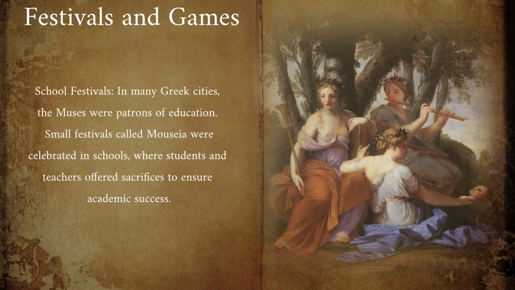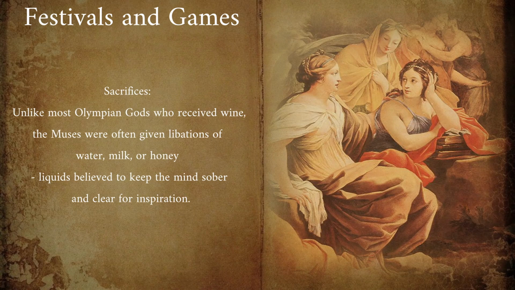Then, of course, there are also school festivals. In many Greek cities, the Muses were patrons of education. Small festivals called Mouseia were celebrated in schools, where students and teachers offered sacrifices, not human sacrifices, to ensure academic success. And speaking of sacrifices, unlike most Olympian gods who received wine, the Muses were often given libations of water, milk, or honey, liquids believed to keep the mind sober and clear for inspiration.